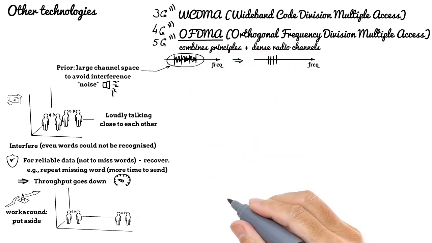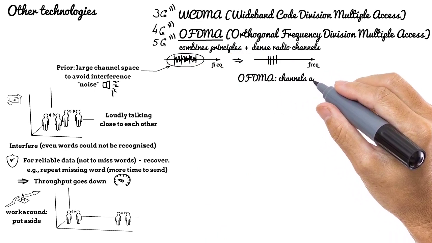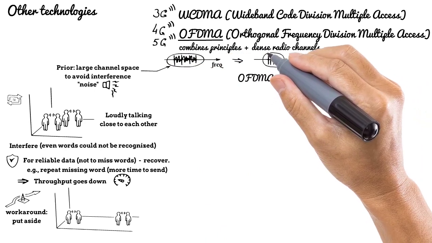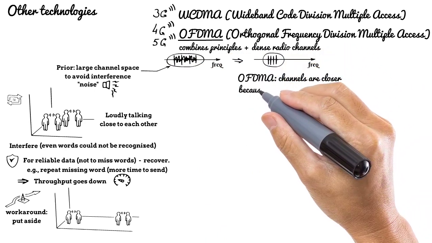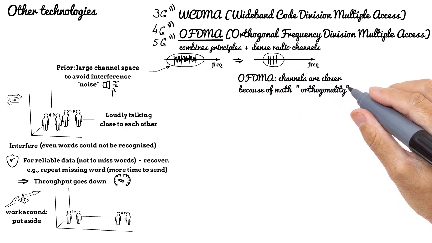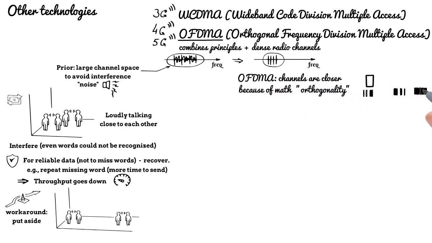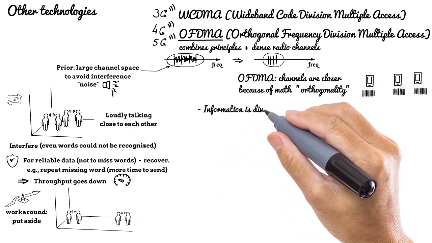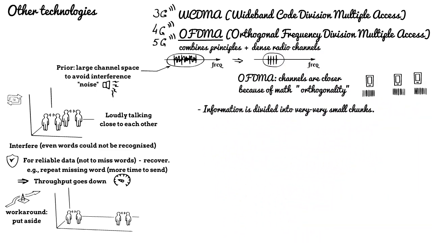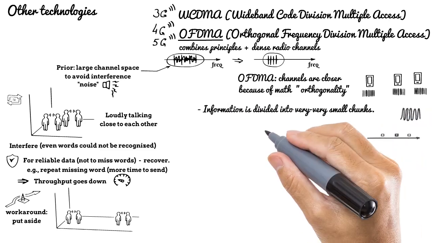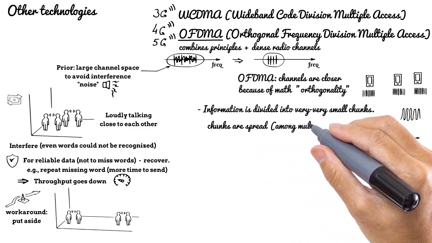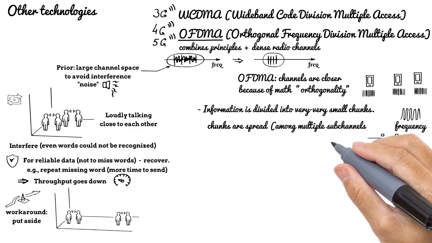As a result, neighbor radio channel spacing was introduced in standards. But for OFDMA, they made a discovery allowing to keep neighbors closer to each other because of some physical orthogonality principles, which allows not to disturb noisy neighbor talkers. Additionally, information from mobile phones is divided into very small chunks of data. And when a mobile phone receives data, small chunks of data for one phone are spread among many subchannels.